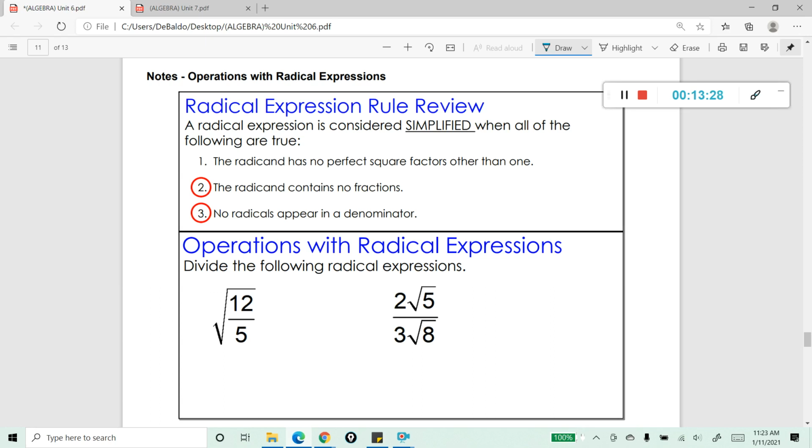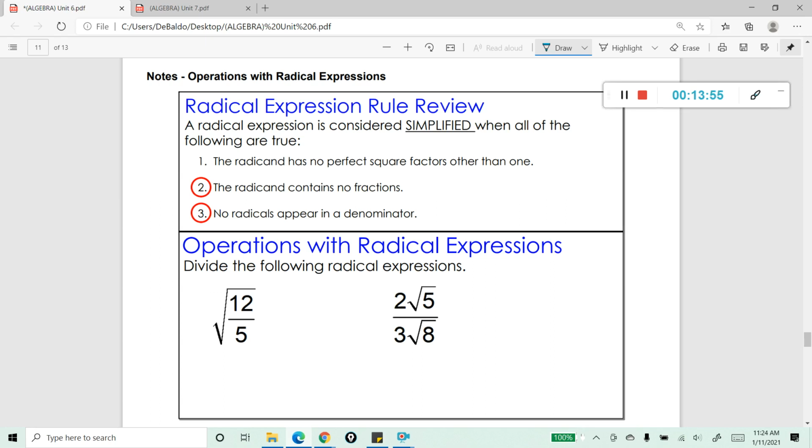Now, the other 2 rules is what's going to be new here. Number 2 says the radicand contains no fractions. So what's underneath the radical cannot be a fraction. So I'm going to show you how to get rid of that fraction. And then the third rule is no radicals appear in the denominator. You cannot have a radical expression in the denominator of a fraction. So I'm going to teach you how to get rid of that as well.